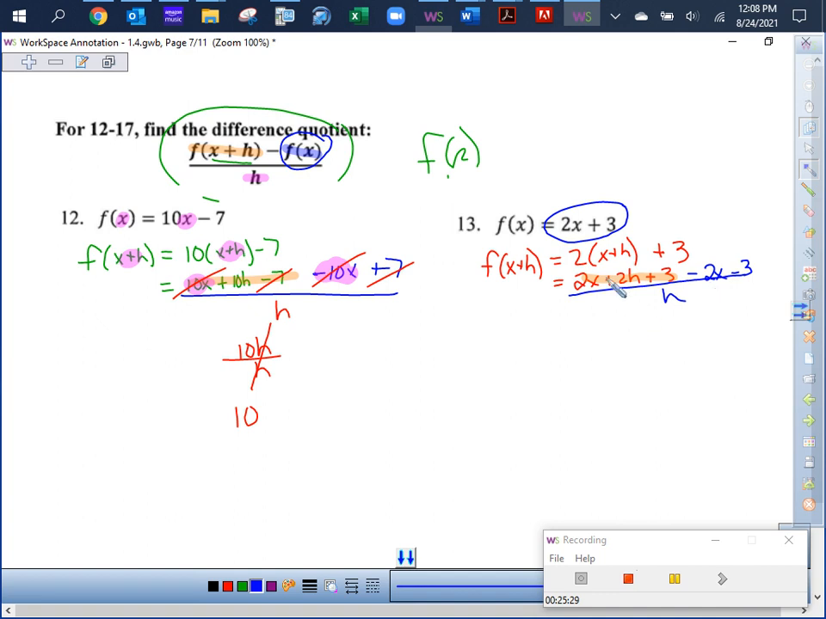The stuff that doesn't have h's with it upstairs is supposed to go away. Here's a positive 2x, there's a negative 2x. They cancel out to be nothing. Here's a plus 3, here's a minus 3. You're left with 2h over h. What's 2h over h turn out to be?